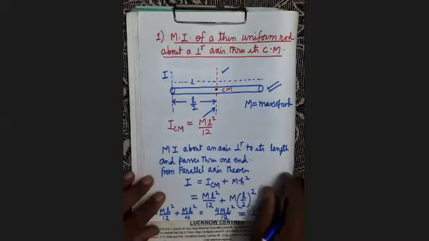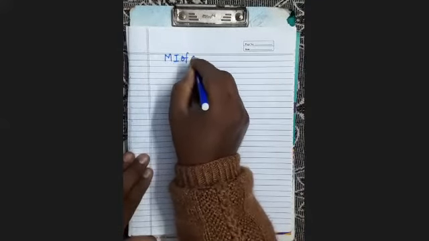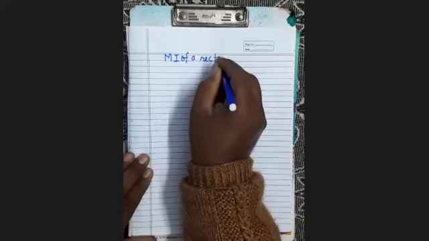Now after this, mi of a rectangular lamina or thin rectangular plate. Mi of a rectangular lamina.